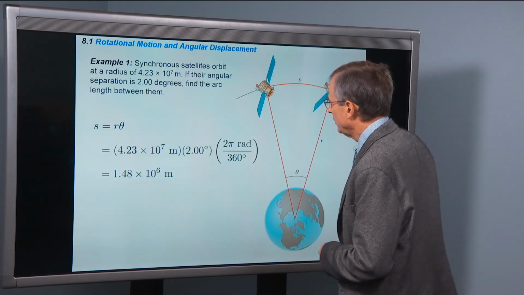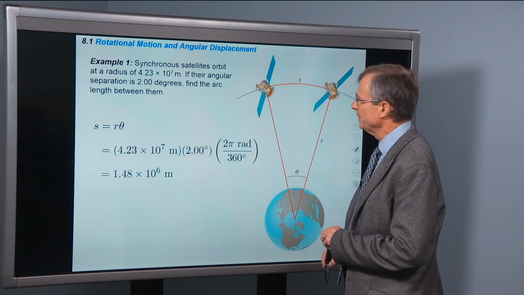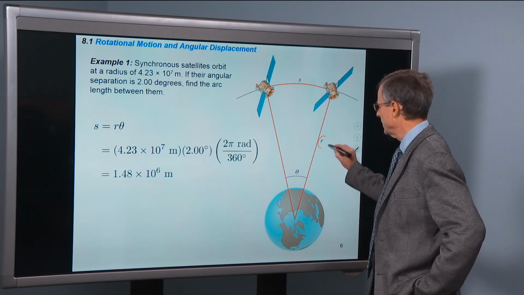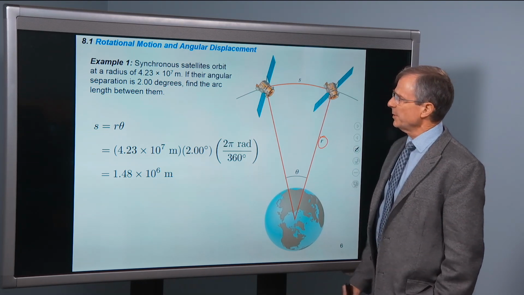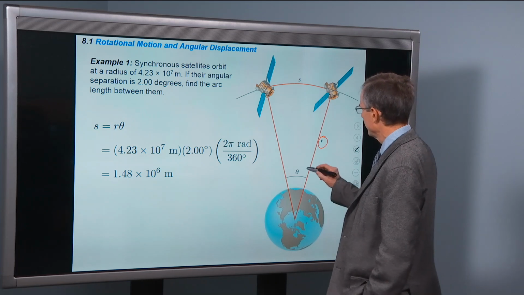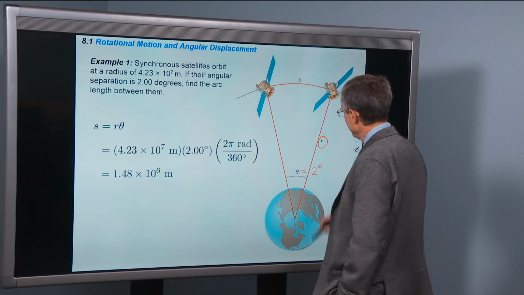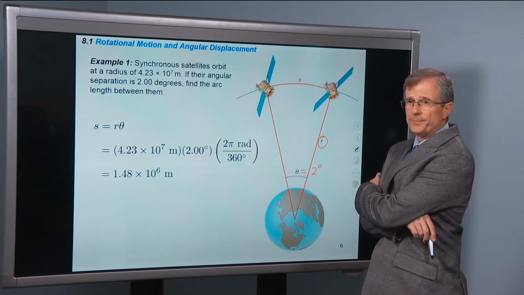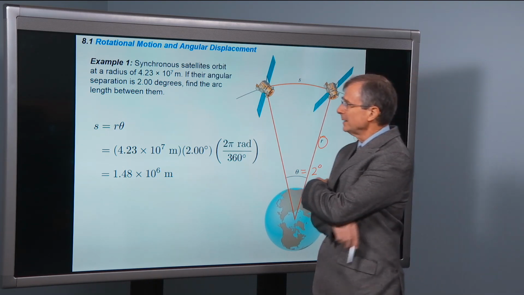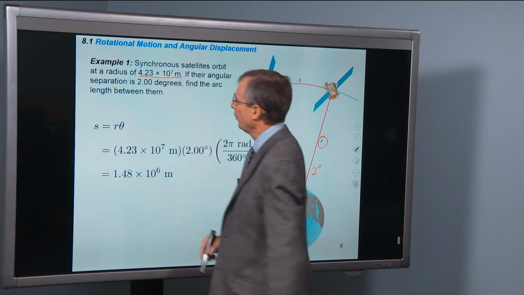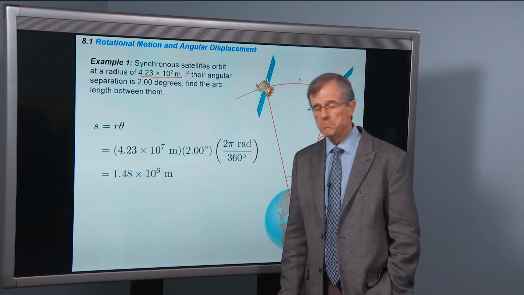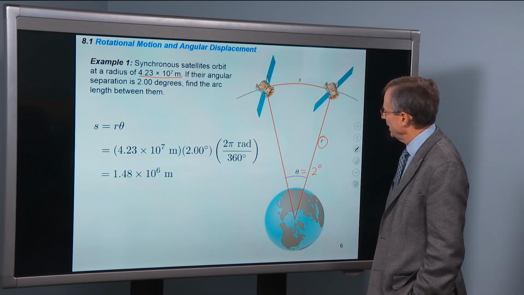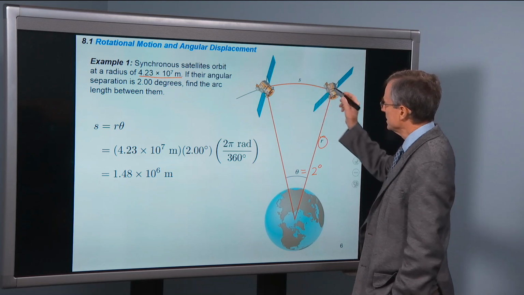Let's do an example. Synchronous satellites orbit at a radius of 4.23 times 10 to the 7 meters. So that's this radius here. If their angular separation is 2 degrees, then find the arc length between them. These satellites are way out there, about 40 million meters from the center of the Earth. And we want to know what the arc length distance is between those two.